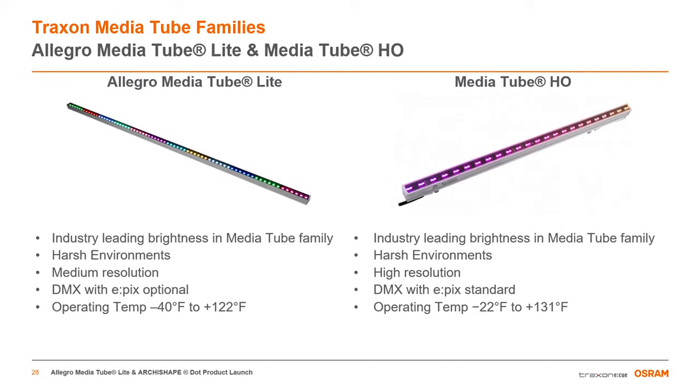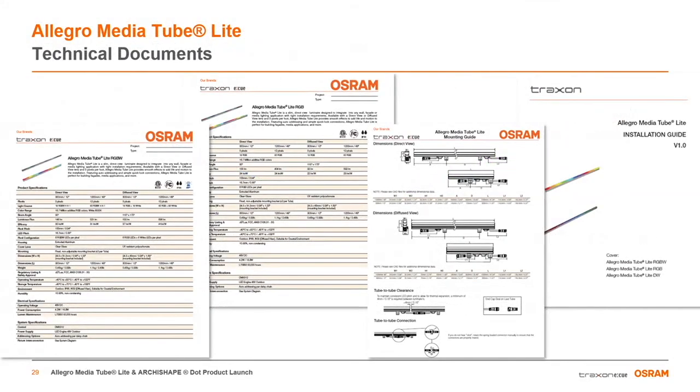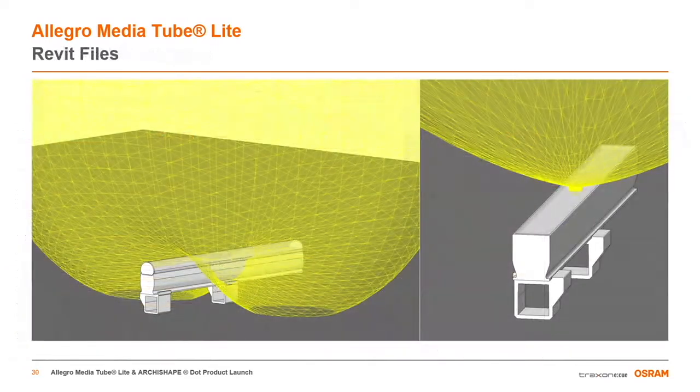Now, one additional thing to say is to keep an eye out for our MediaTube family offerings over the course of the next year, as there will be some additional expansion of this MediaTube product over time. Allegro MediaTube Lite has already been launched with all documentation already live on the website, and this includes the Revit files, which are also available on the website for download.